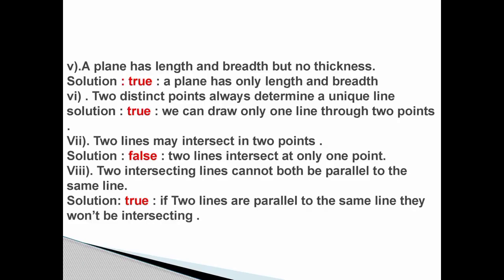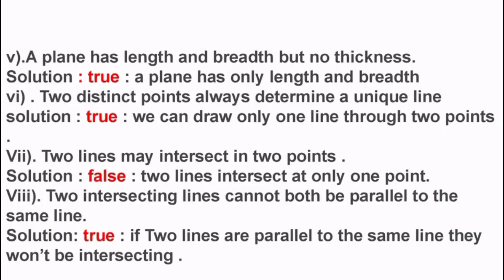Next, a plane has length and breadth but no thickness. It is true. A plane has only length and breadth. Two distinct points always determine a unique line. True. We can draw only one line through 2 points. Two lines may intersect in 2 points. It is false. Two lines intersect at only 1 point.